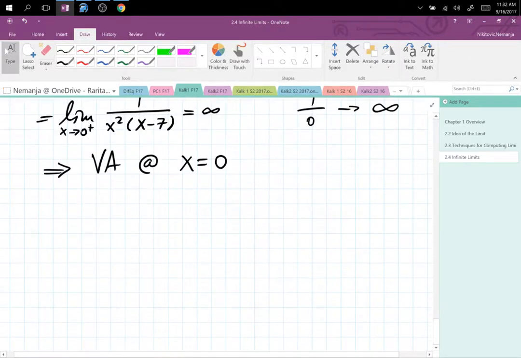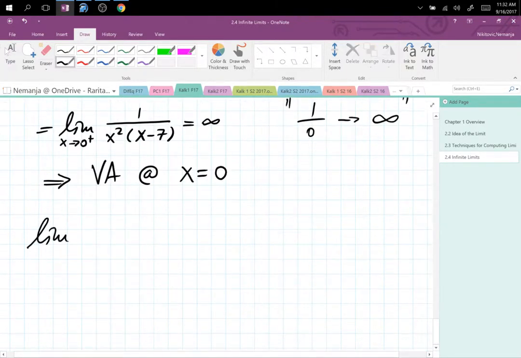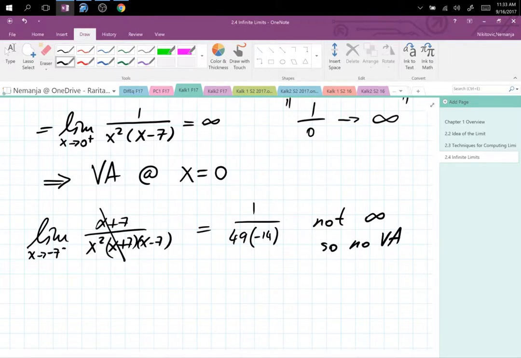Yeah, that's it. The next order of business is to take a look at the next value, which is -7. So the limit of (x + 7) over x squared (x + 7)(x - 7), as x goes to -7, let's say from the left. These guys cancel, and what you get is 1 over 49 times -14. That's not infinity. I don't care how much it is. It's not infinity, so no VA. It's very simple. I really don't care about the value at all.